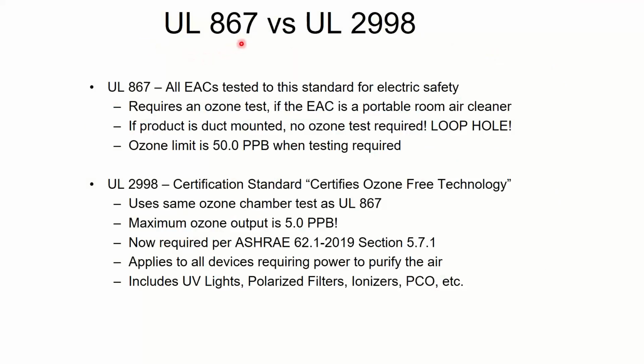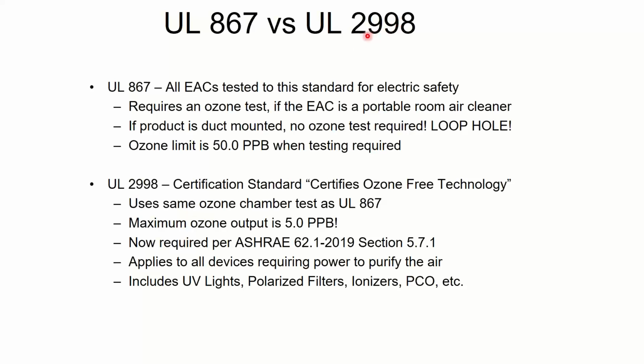Most air purifiers have always been UL tested, but they're tested to UL 867. 867 does have an ozone test, but only for portable air cleaners, not for permanently mounted stuff that you'd find in HVAC. And even the portable ones allow 50 parts per billion, which is relatively high. It does not meet the EPA requirement, or OSHA for that matter.